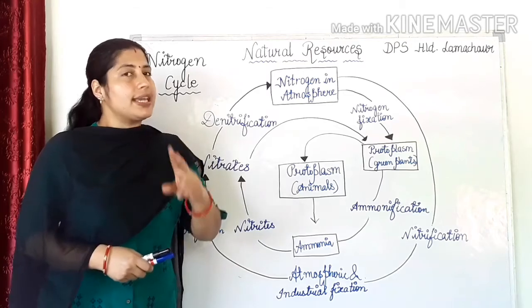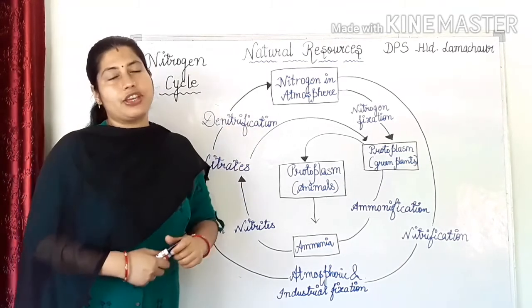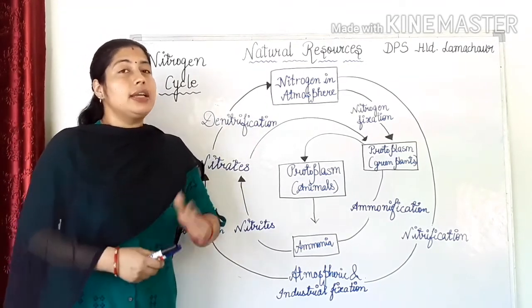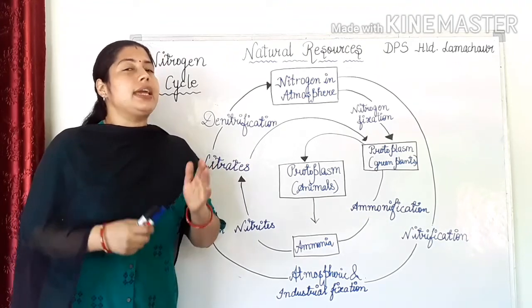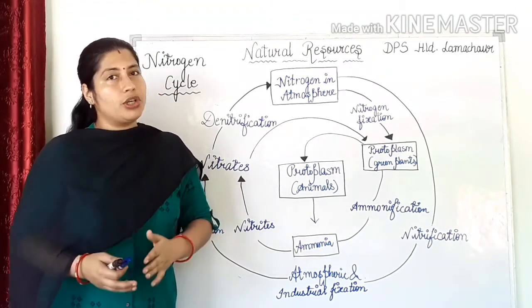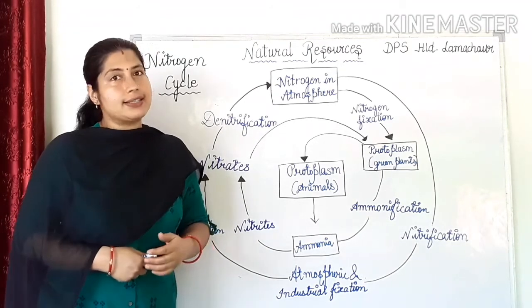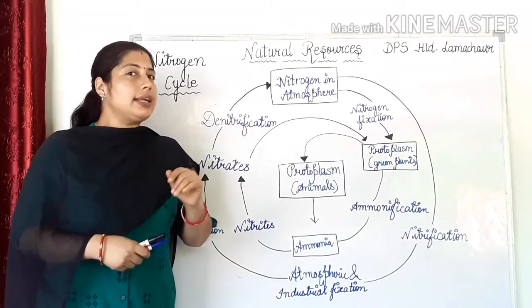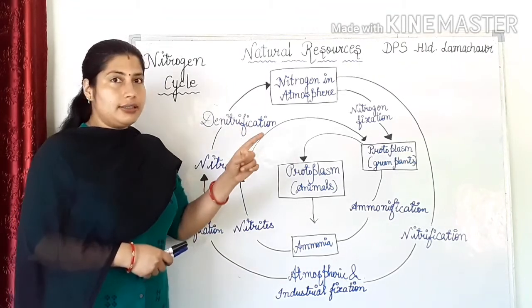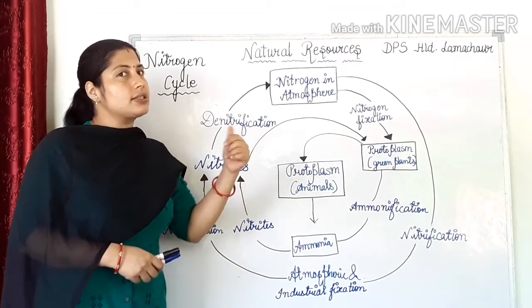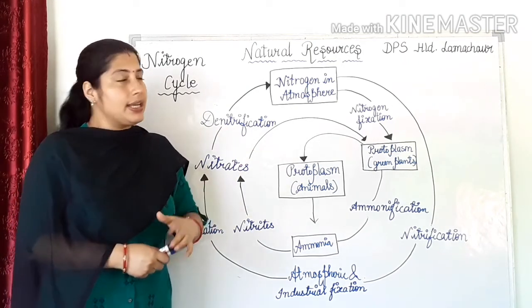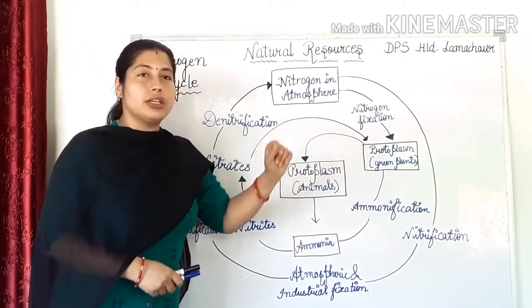The second way is industrial nitrogen fixation, where at high temperature, atmospheric nitrogen is converted into salts of ammonium and urea. Urea is what we use as a fertilizer in farms. And the third way in which nitrogen is converted into nitrates is biological nitrogen fixation.